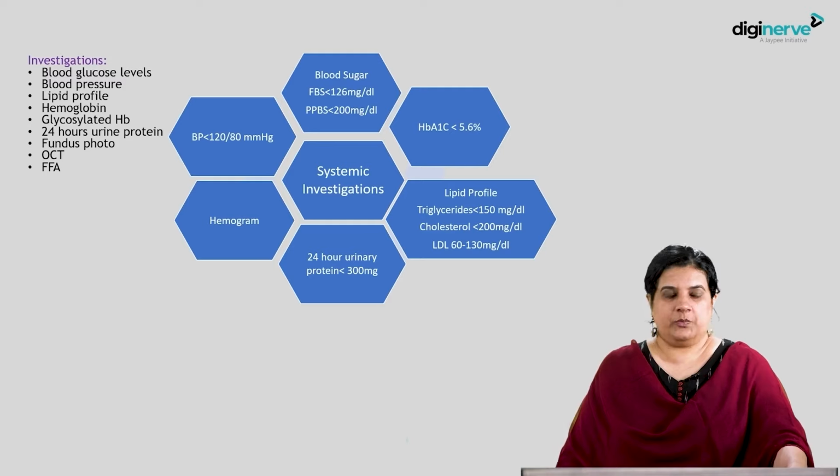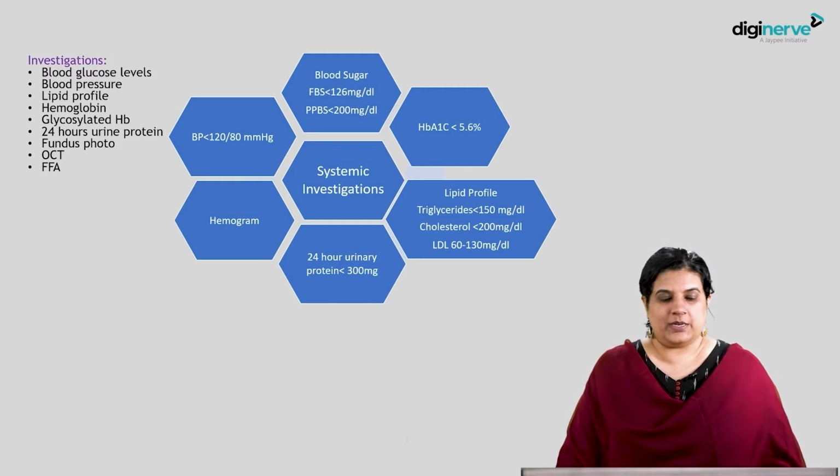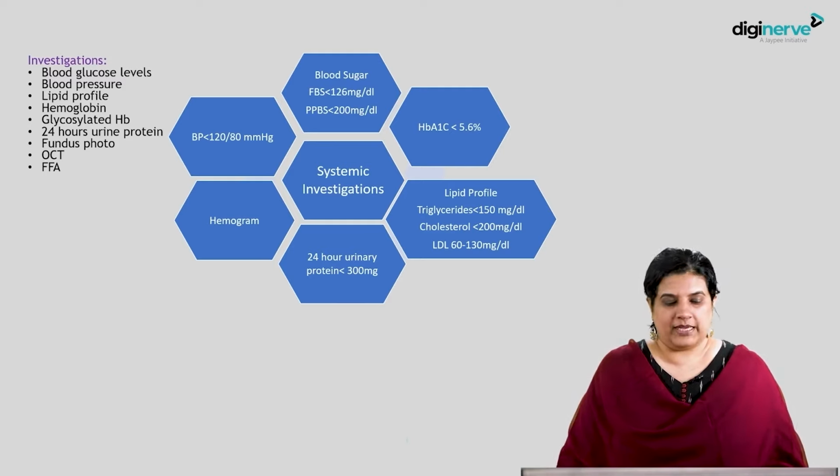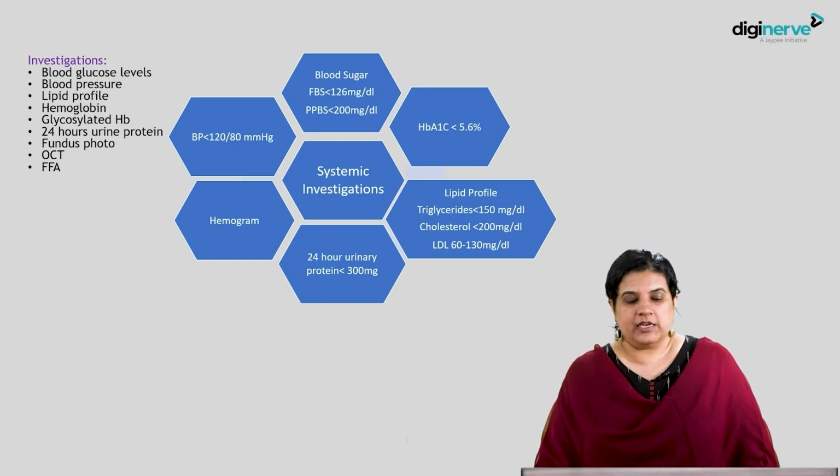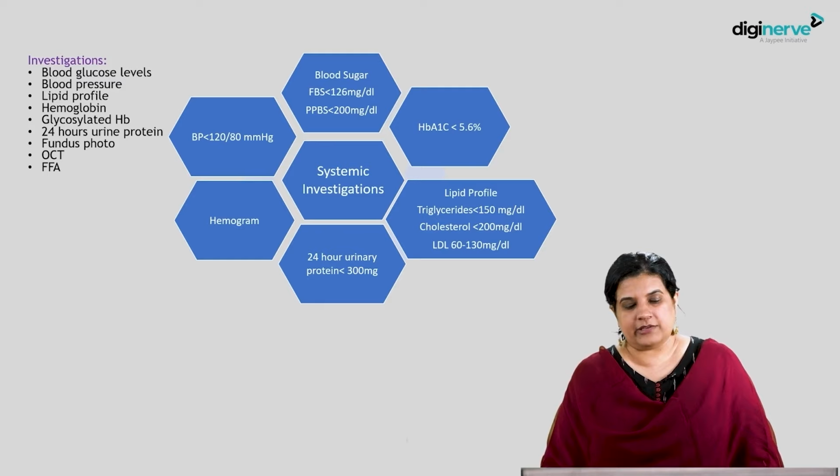The blood pressure should be well within the limits, less than 120/80, on or off medications. The 24-hour urinary proteins should be less than 300 milligrams. The lipid profile should have triglycerides less than 150 milligrams per deciliter.